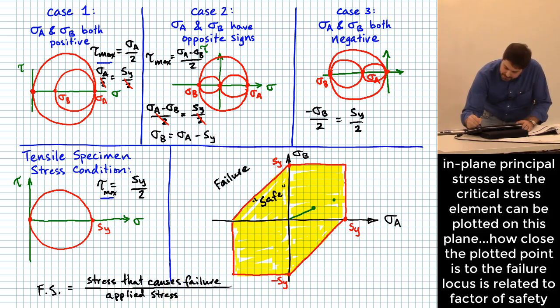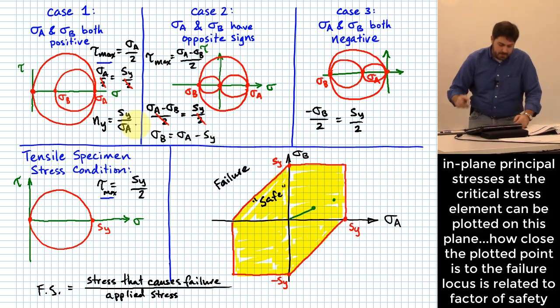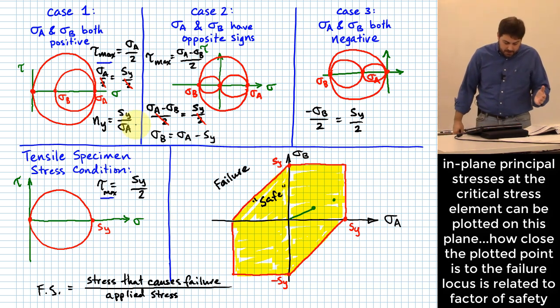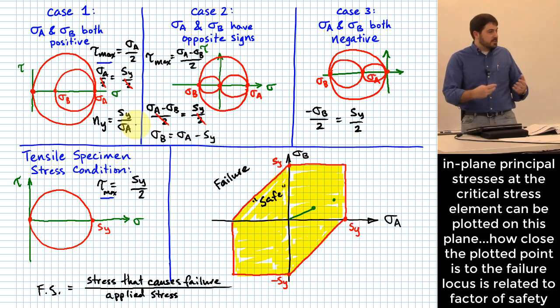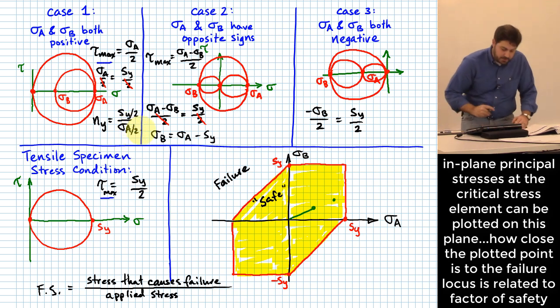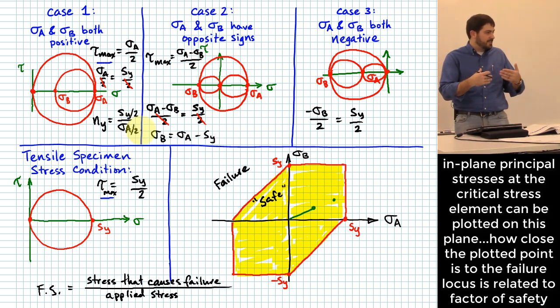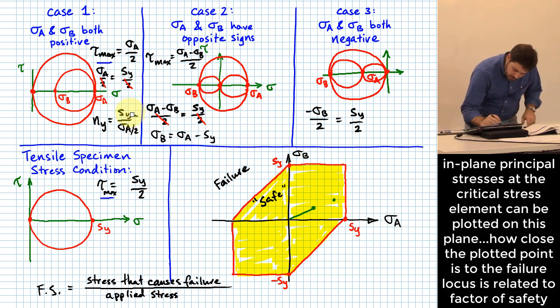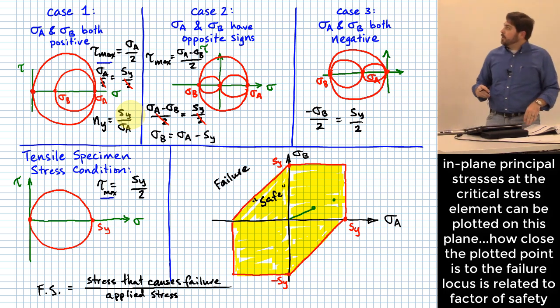Okay, what I would basically say is that for case 1, my factor of safety is going to be equal to SY over sigma A. SY would be the stress that causes failure. Sigma A is the stress it's actually experiencing. I could divide both of these by 2, then I'd be talking about actually the shearing stresses, right? But those divided by 2's would cancel out, right? And I end up with a statement of what my factor of safety is going to be.